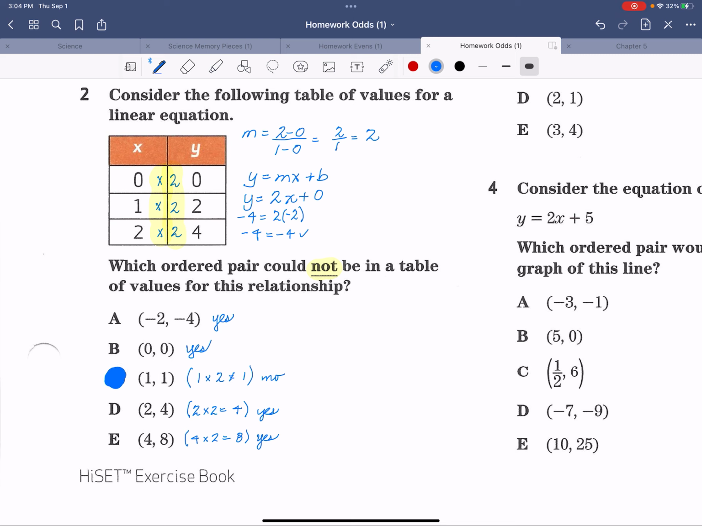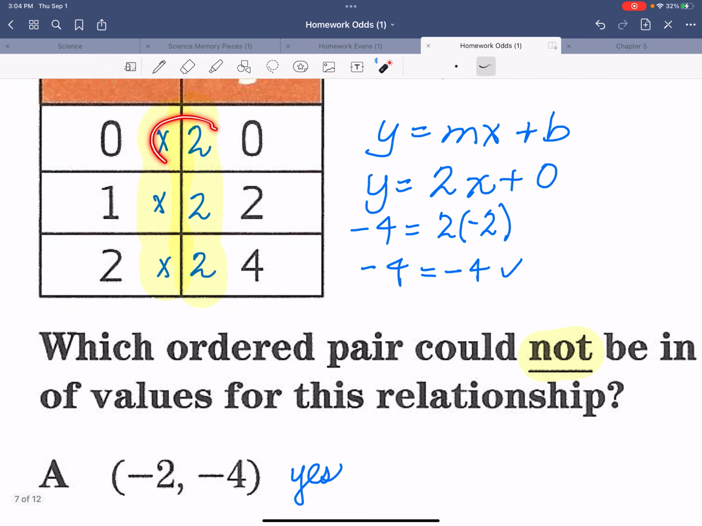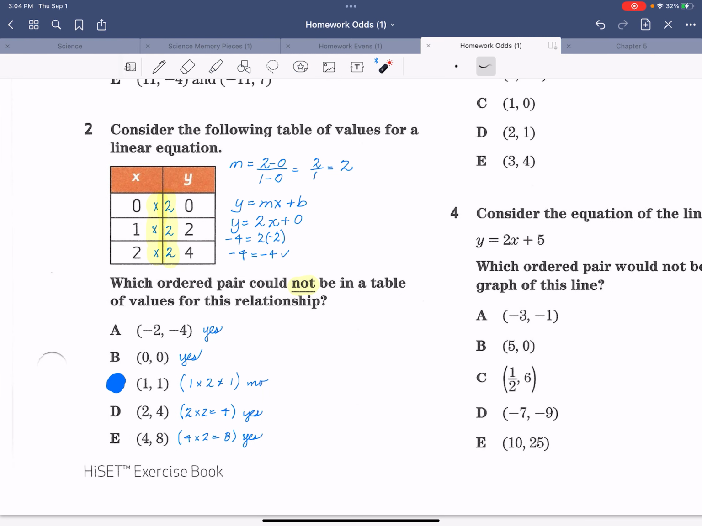You can also plug in the equation. It's the same. But all the equation's doing right here is multiplying 2 times the x value. And that's the same thing as what I'm doing right here. So those are the same thing. Either way you do it, though, your answer will be C.